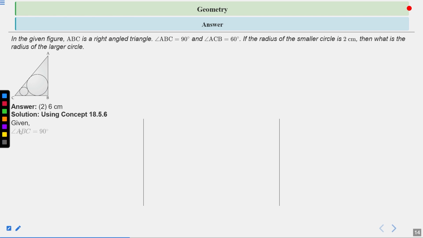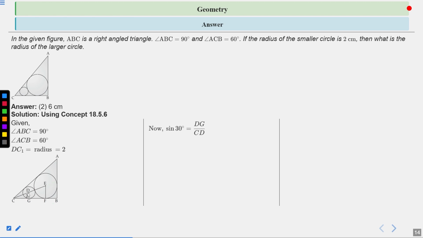Given that angle ABC is 90 degree, angle ACB is 60 degree, and DG, the radius, is given, which is 2 centimeter. So when we make the diagram, we can make it like that, because we get 2 points on the larger circle, which are E and F. So it will become a right angle triangle, and we can clearly see that there will be two similar triangles, CDG and CEF.